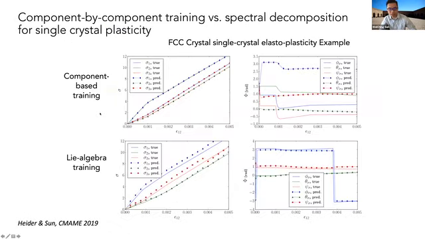So shown here are two results for one single crystal plasticity for FCC. You can see that if you do a component-based training, we can get the eigenvalue really accurate, but then it cannot capture the sudden activation of a slip system, which leads to the spin of the principal directions. If we do it in the Lie algebra, it turns out to do much better.